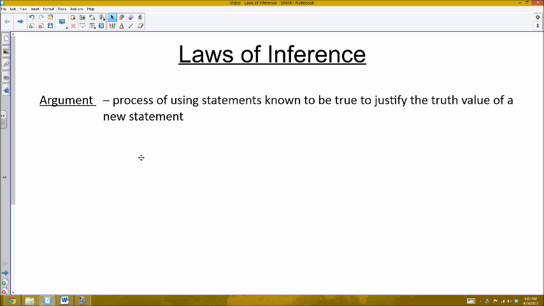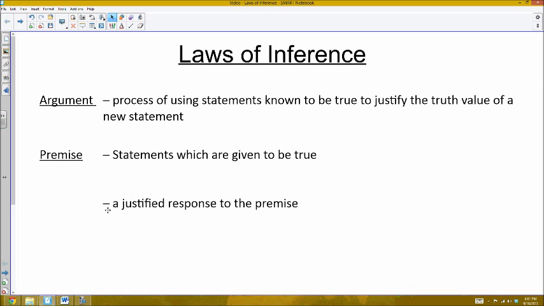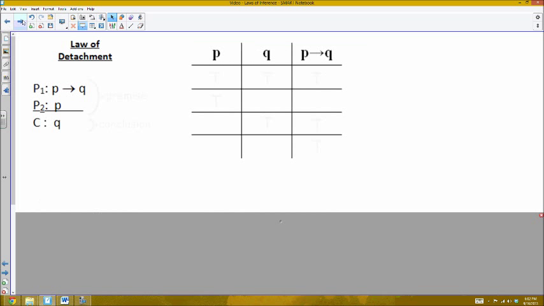Those statements which we already know to be true, statements with given truth values, are called the premise of the argument. And the statement that we're trying to show to be true, the justified response to the premise, is called the conclusion. So every argument is made up of a premise, which is given information that we already know to be true, and we're trying to arrive at some new statement or to justify an extra statement, which is the conclusion, which is the response to the premise.